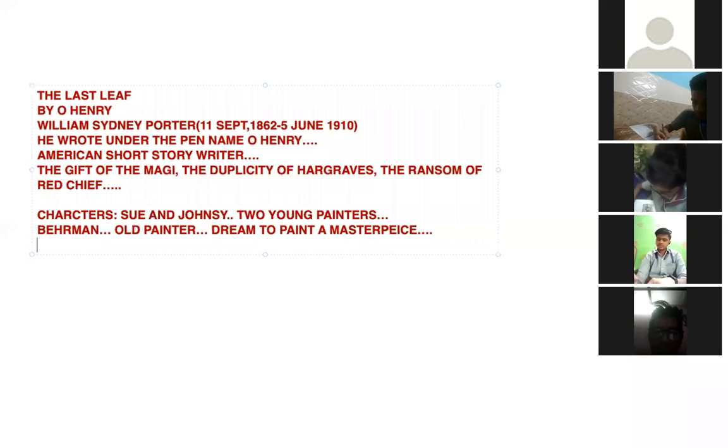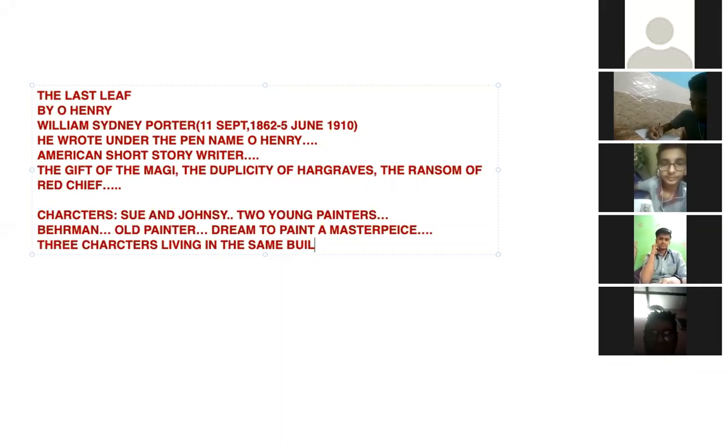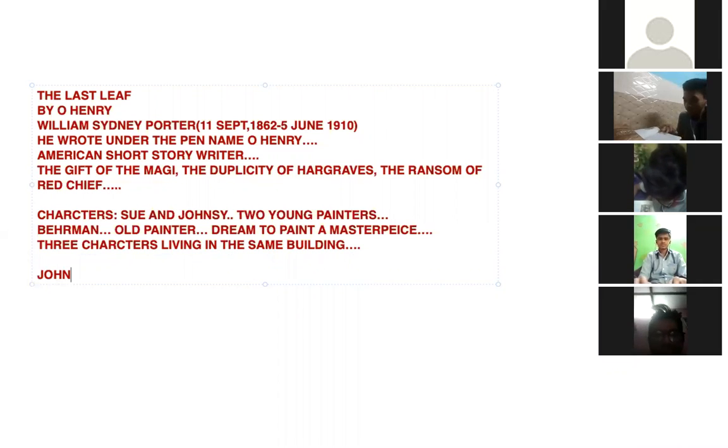So all these three characters are living in the same house, the same building. Fine? Okay, so these three characters live in the same building. Now an incident happens that Johnsy fell ill, and she has given up all her hopes of getting well. So this story is about the sacrifice done by this old painter Behrman in order to infuse positive vibes in Johnsy, so that she can get well. So let's start with the chapter.